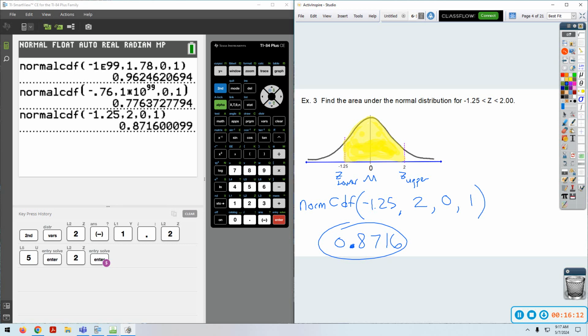Let me just be very clear. This means that if I gave a test and I looked at a group of people, 87% of everybody that took the exam would fall between negative 1.25 standard deviations and positive 2 standard deviations. Negative 1.25 is 1.25 standard deviations less than the mean, and 2 standard deviations greater than the mean. 87% would fall in that range. Okay? That's where we're headed.